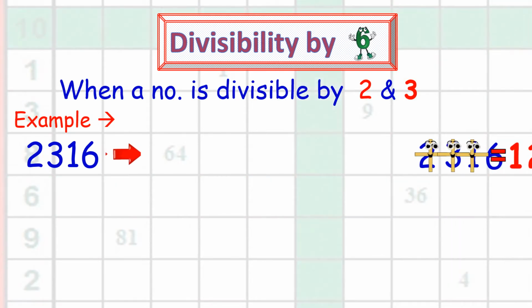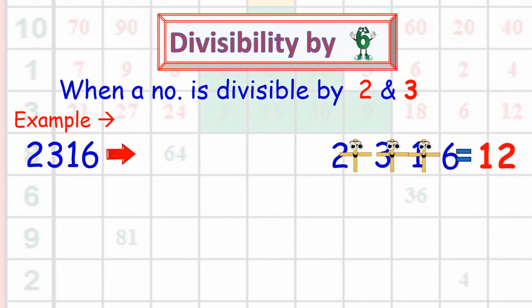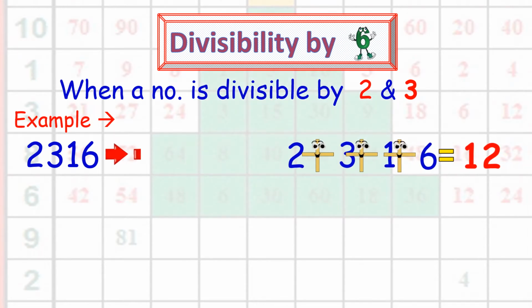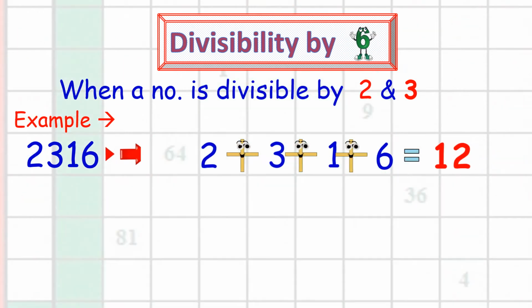2316. So first we have to find out the sum of the digits. That is 2 plus 3 plus 1 plus 6. Let us see what happens.